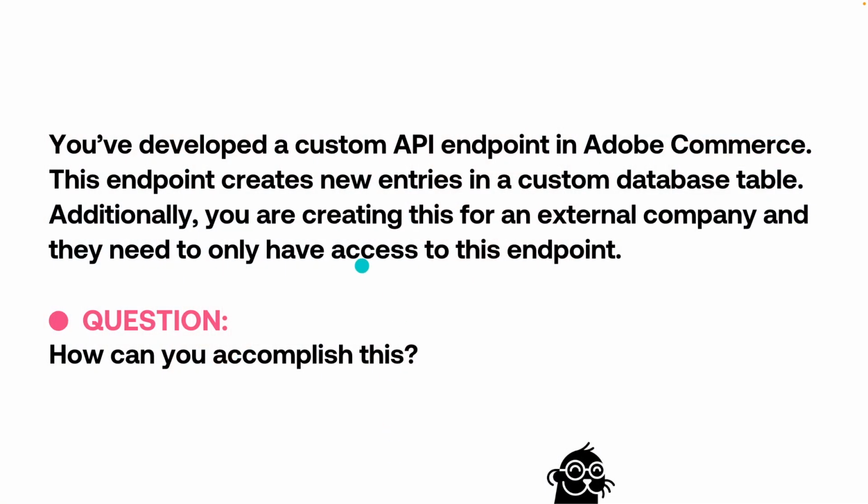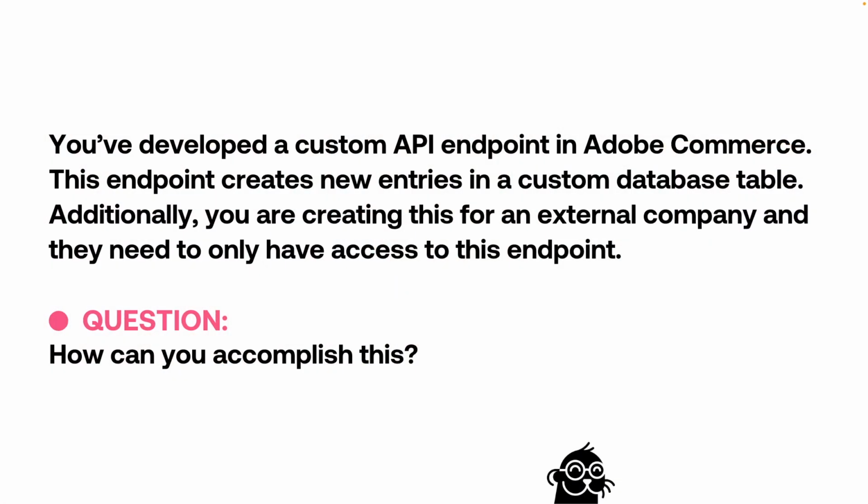You've developed a custom API endpoint in Adobe Commerce. This endpoint creates new entries in a custom database table. Additionally, you are creating this for an external company, and they need to only have access to this endpoint. We're seeing some authentication here. Let's keep moving on. How can you accomplish this? We have 3 different answers, and let's see which one is the most viable of all 3, or the best answer. Might be all 3 are viable in a situation like this.